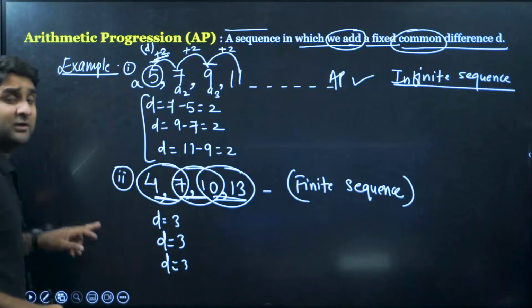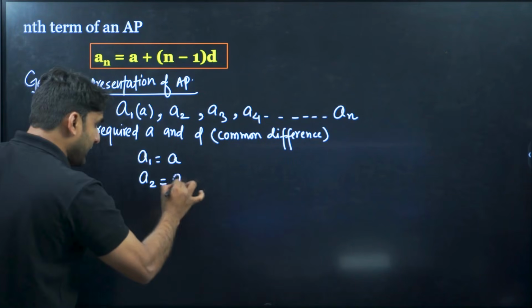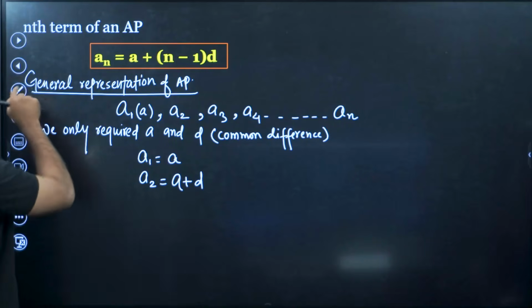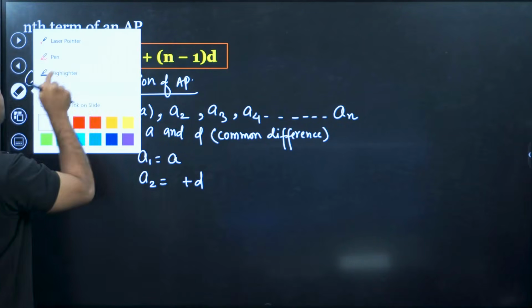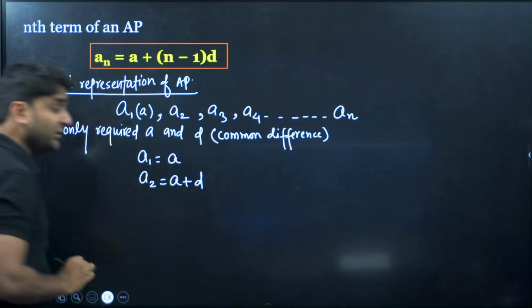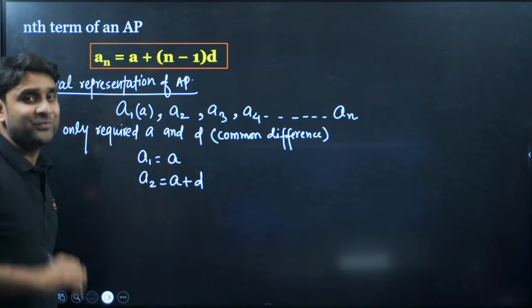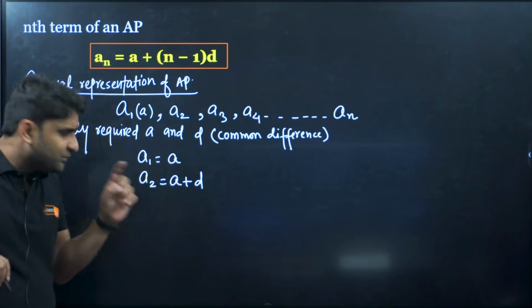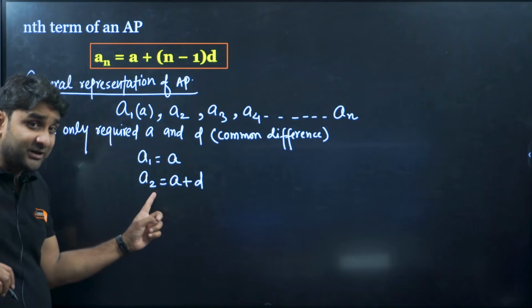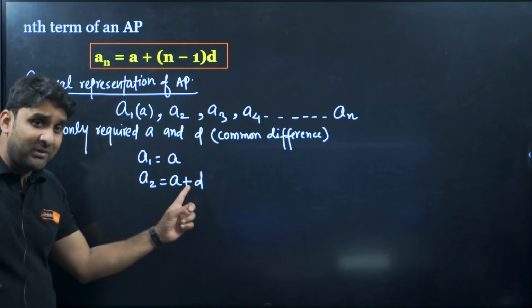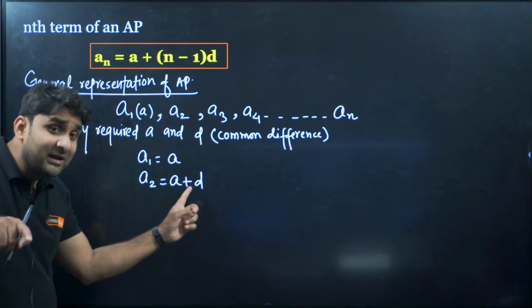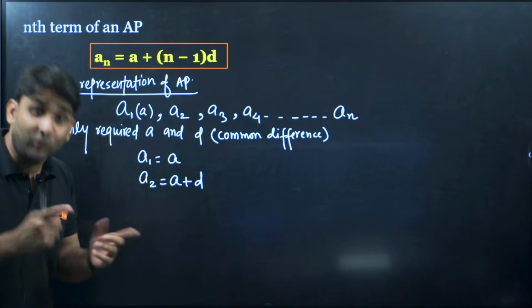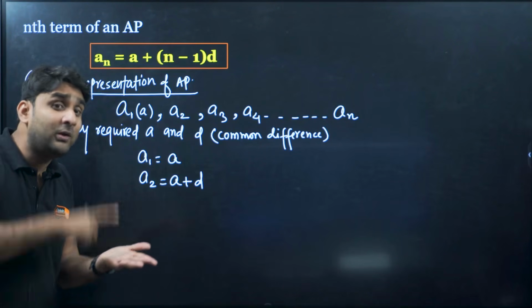Are you getting my point? So A2 will be A plus D. This is A, so A2 is equal to A plus D. Now listen everyone, please focus. This is the second term, A2, and the formula is A plus D. How many D? Only one D. If there is nothing written, the coefficient of D is 1. So for A2, the formula will look like A plus D.